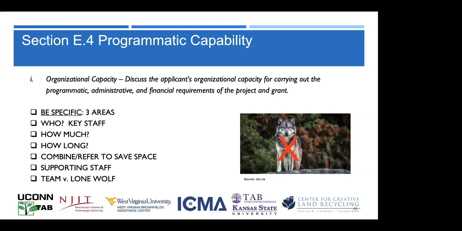Discuss the applicant's organizational capacity for carrying out the programmatic, administrative, and financial requirements of the project and grant, right? So they're really wondering, and this is where people lose points. It's not enough to say you have a project manager that's going to handle the day-to-day operations. You have to be specific in the three areas: programmatic, administrative, and financial.